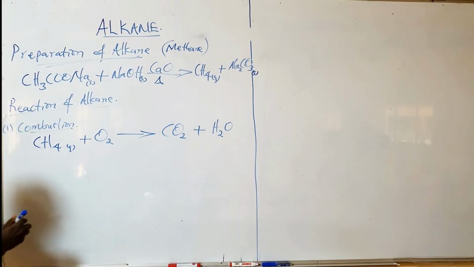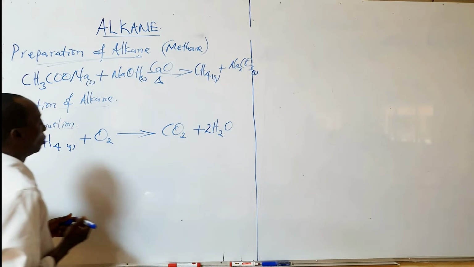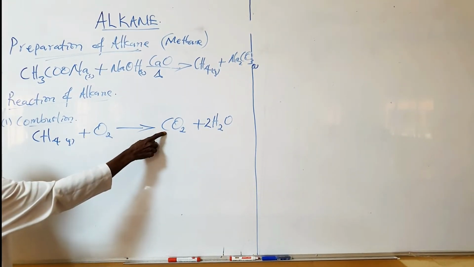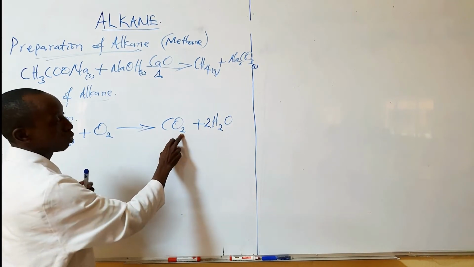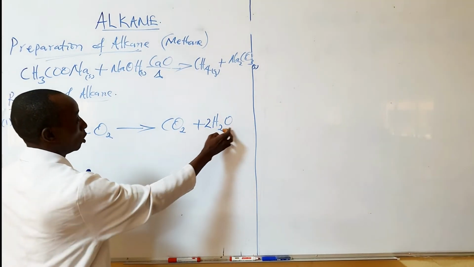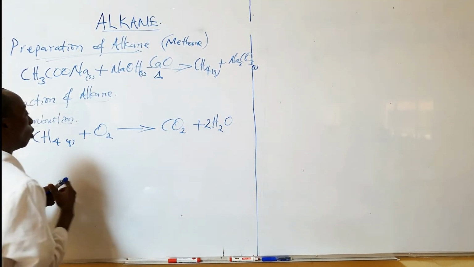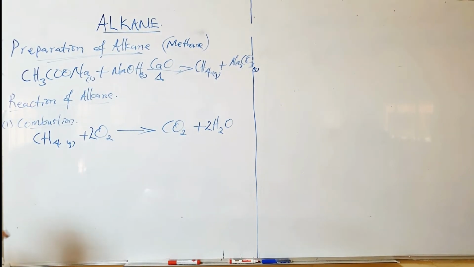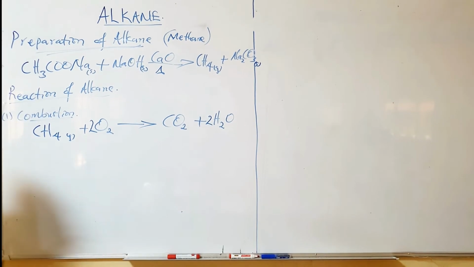There are 4 atoms of hydrogen here, which makes this 4. Yes, there is only one carbon atom. From the product side, we have 2 atoms of oxygen here plus 2 atoms of oxygen here, making 4, and that makes this 2. So this is in the presence of sufficient oxygen.